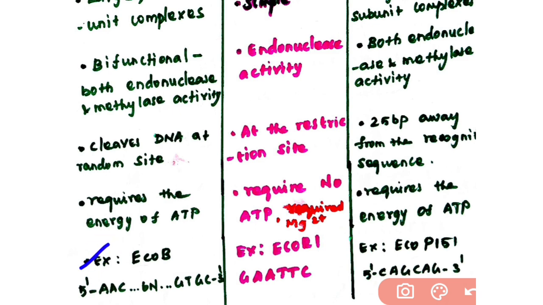Then an example for type 1 restriction enzyme is EcoB, and it recognizes the sequence from 5' TGA, and in between they have random 8 nucleotides, then 3' TGCT. So this is the recognition sequence of EcoB. Then EcoRI's recognition sequence from 5' to 3' is GAATTC. Then type 3 restriction endonuclease EcoP15I recognition sequence CAGCAG, and it will cut 25 base pair away from this recognition sequence.